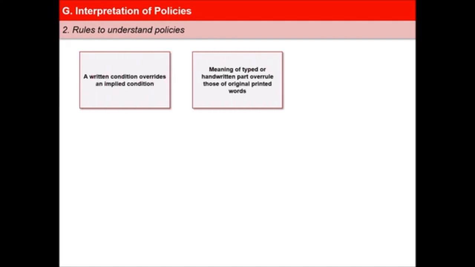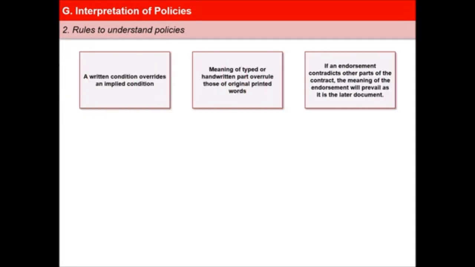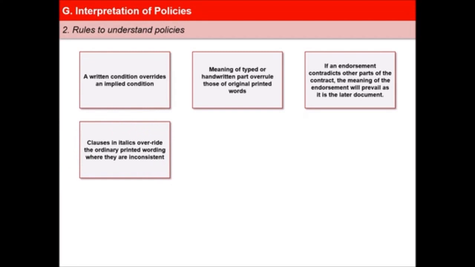In the event of a contradiction in terms between the standard printed policy form and the typed or handwritten parts, the typed or handwritten parts are deemed to express the intention of the parties in the particular contract, and their meaning will overrule those of the original printed words. If an endorsement contradicts other parts of the contract, the meaning of the endorsement will prevail, as it is the later document. Clauses in italics override the ordinary printed wording where they are inconsistent.